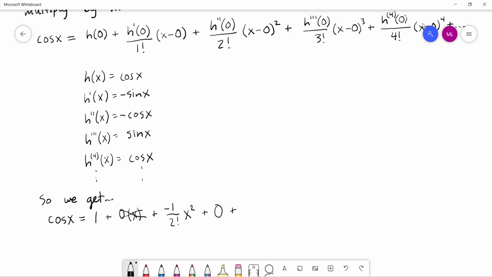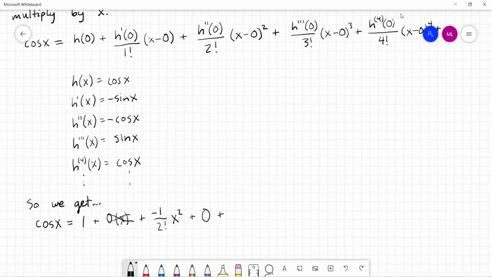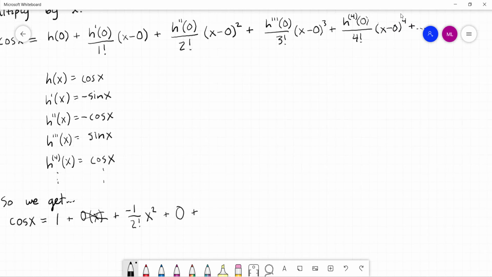Plus, skipping on to the fourth derivative term here, which I will move over so we can see it. The fourth derivative term we have here is back to cosine. I'm evaluating cosine at 0. So when we evaluate cosine at 0, I just get 1 again. So this numerator up here is going to be 1 over 4 factorial times x to the fourth plus dot dot dot.